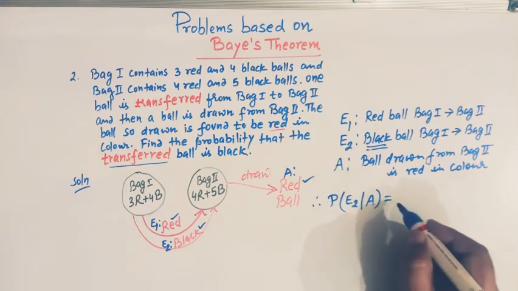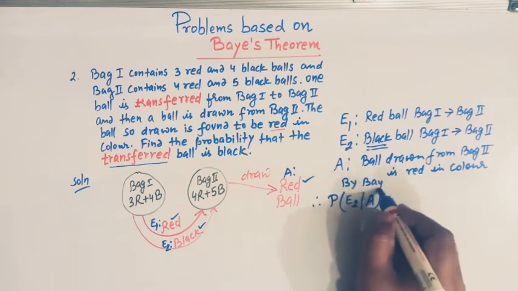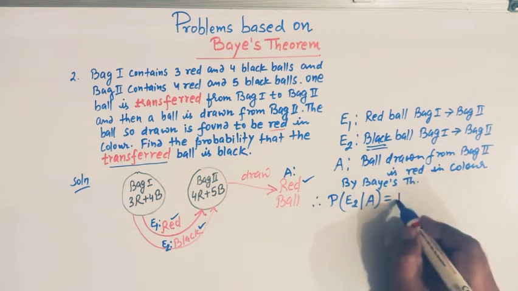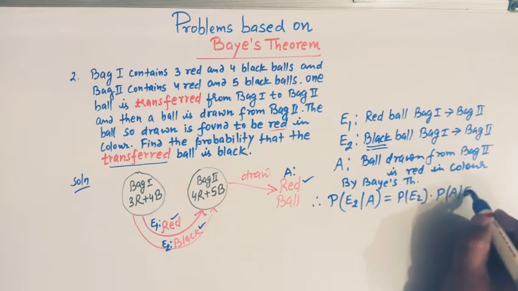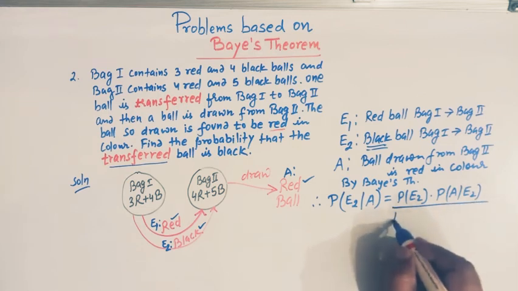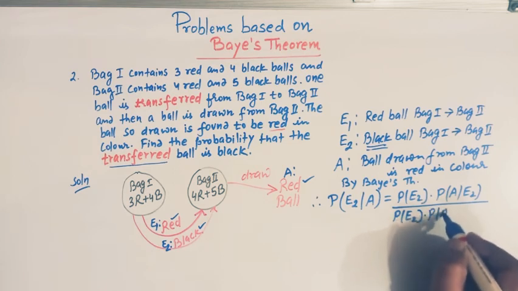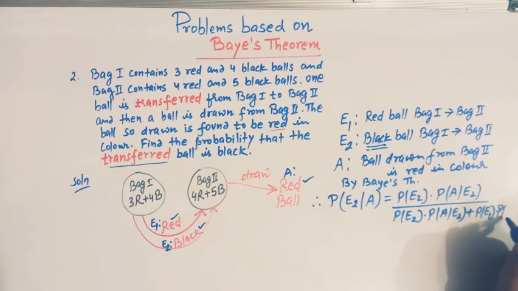So by Bayes theorem we can write P(E2|A) is equal to P(E2) times P(A|E2) divided by P(E2) times P(A|E2) plus P(E1) times P(A|E1), right? Clear?